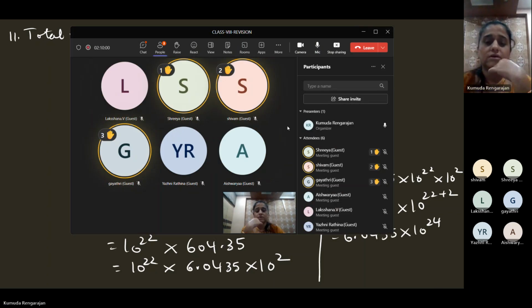All right. So I hope in today's class we were able to recall some important laws from this chapter, exponents. So we'll see more like this from different chapters in the classes to come.